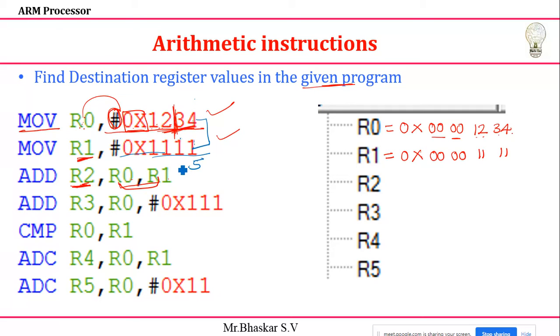3 plus 1, I'll get 4. 2 plus 1, I'll get 3. 1 plus 1, I'll get 2. 2, 3, 4, 5. The result, if you want, you can check it out. I'll get the value 0x of 0, 0, 0, 0, and next it is 2, 3, 4, 5.